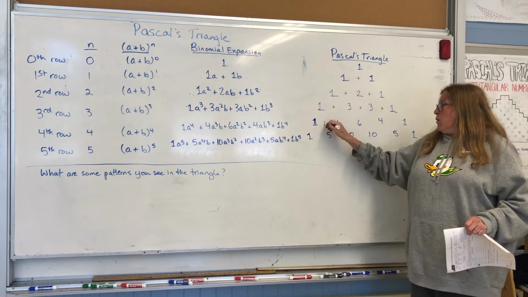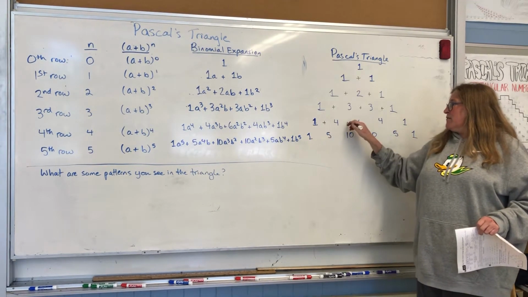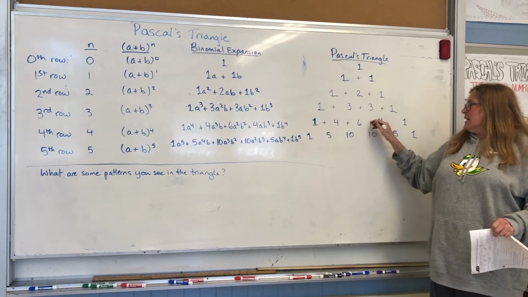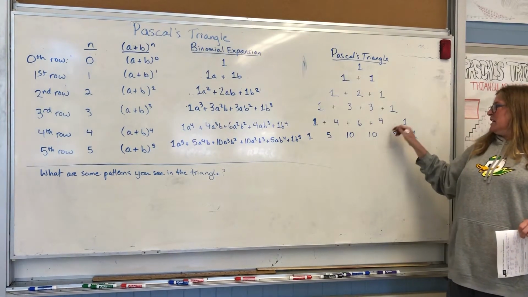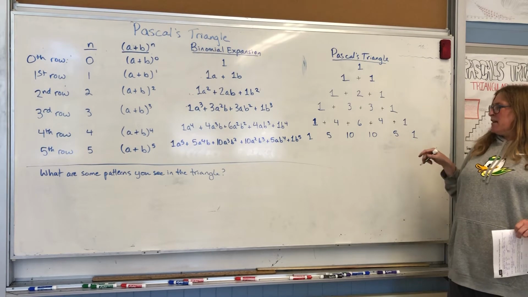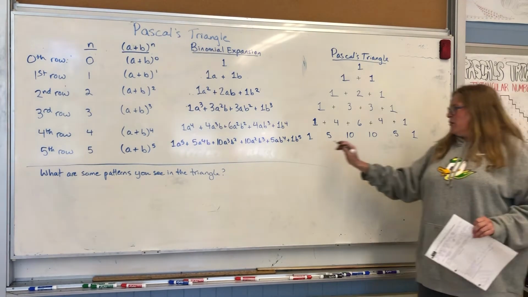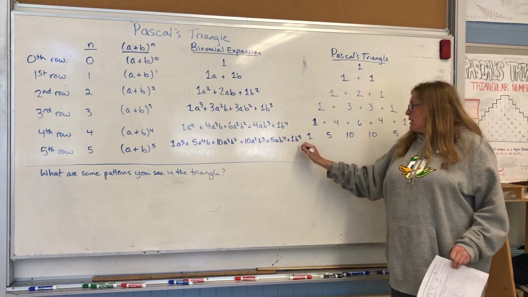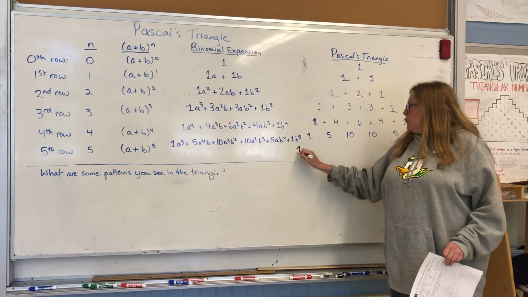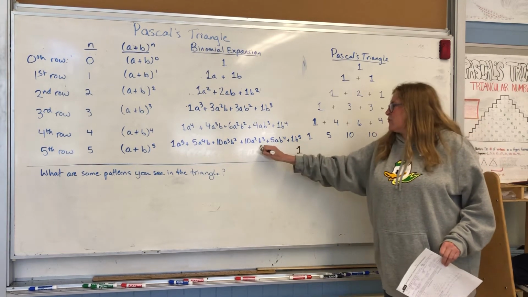Here I would get 1 plus 4, which gives me 5. 4 plus 6, which gives me 10. 6 plus 4, which gives me 10. 4 plus 1, that gives me 5. So let's just do the 6th row, just to make sure we can generate all this. I'm going to put my little 1 on the outside. This is my 6th row.